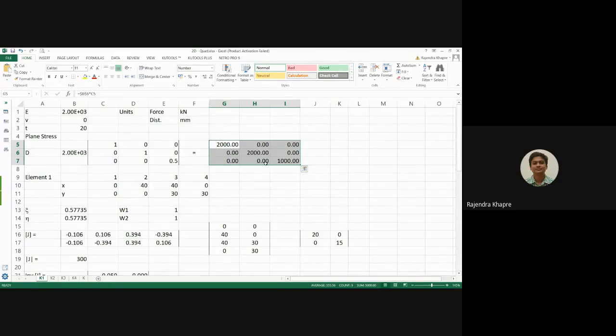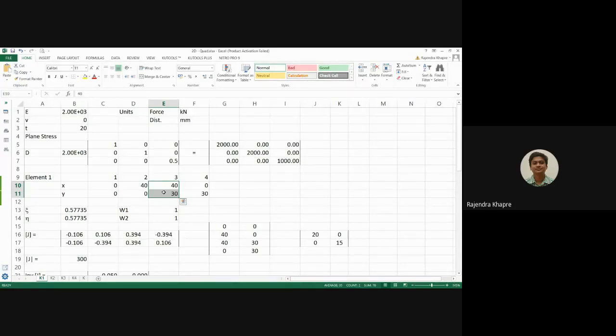Now I am taking a simple problem. This is element number 1. There is only one element, with four nodes: node 1, node 2, node 3, and node 4. Node 1 has coordinates 0, 0, node 2 has x as 40, y as 0, and the third node has x as 40 and y as 30. Basically it's a rectangular plate with a length of 40 millimeters and a height of 30 millimeters.